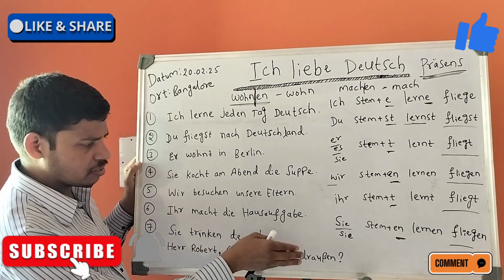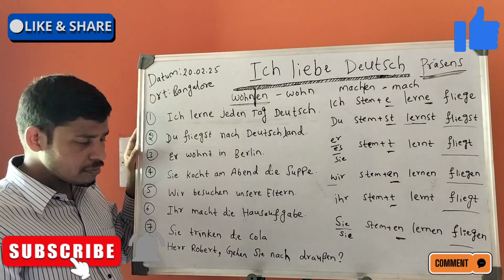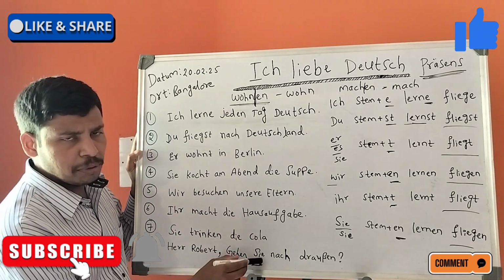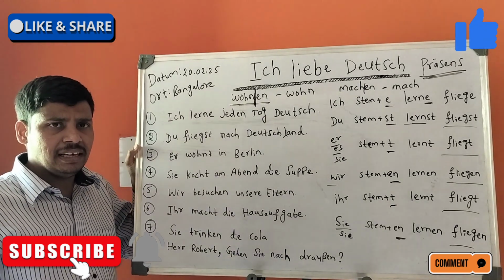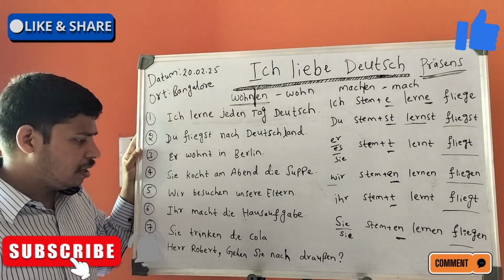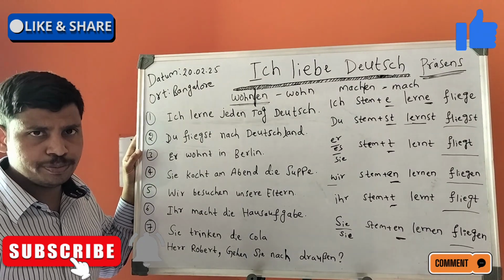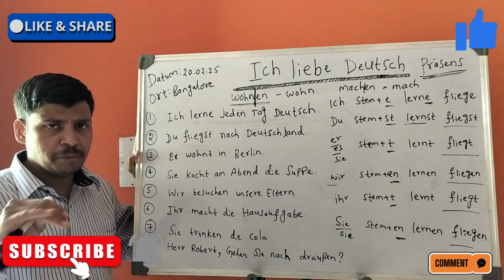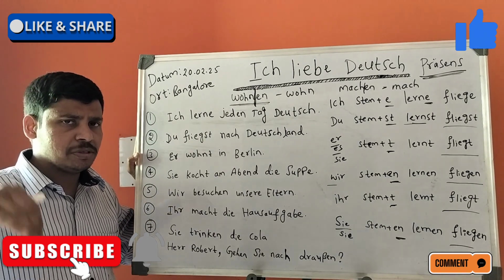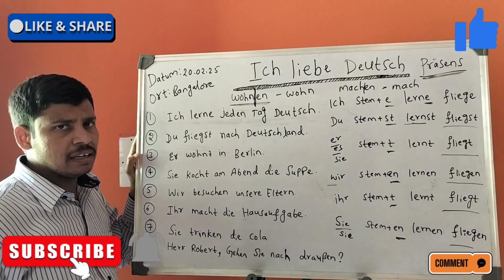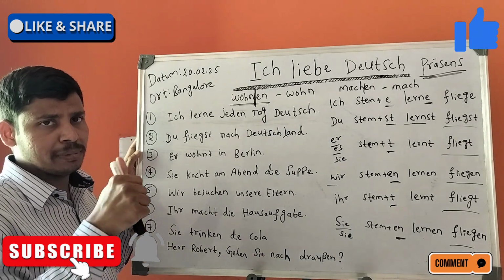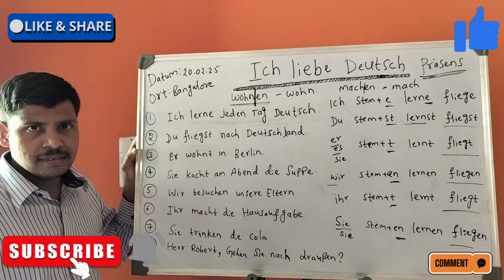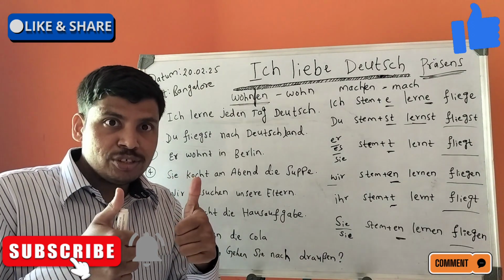Herr Robert, gehen Sie nach draußen? Are you going outside? As I already told you, capital Sie in the middle of the sentence will be translated as formal you. Always capital Sie when it is written in the middle of the sentence, second position, third position, fourth position, it is always considered as formal you. Okay? Yeah, that is all about the present tense. Happy learning. Schönen Tag noch.